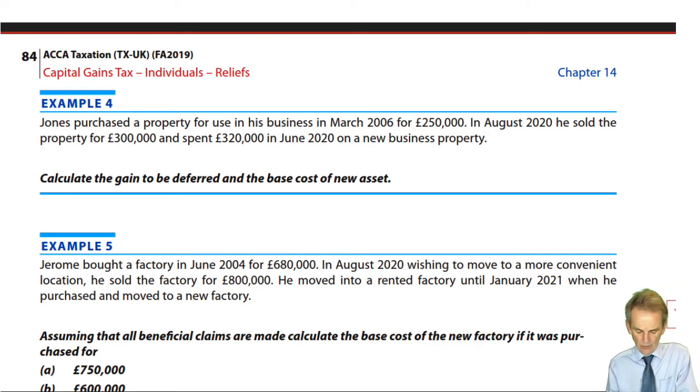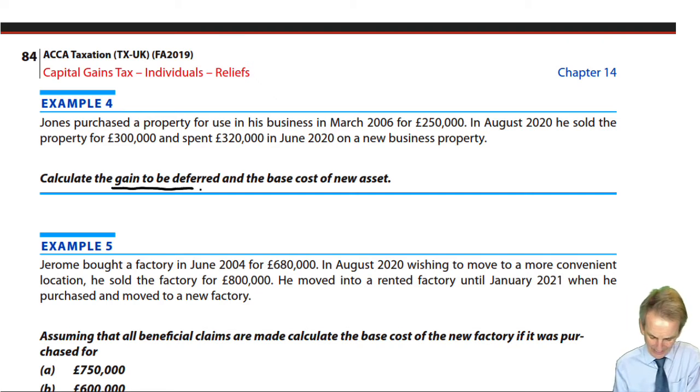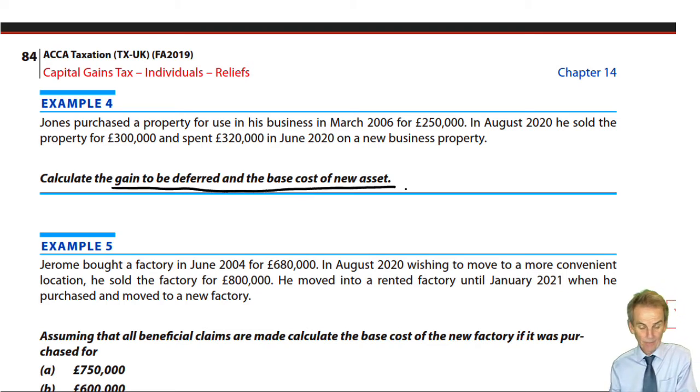Okay, let's see what we've done here and hopefully no problems. Again, of course, make sure we've read the specific requirement of any 2-mark objective testing question, such as this may be, and it was calculate the gain to be deferred and the base cost of the new asset.